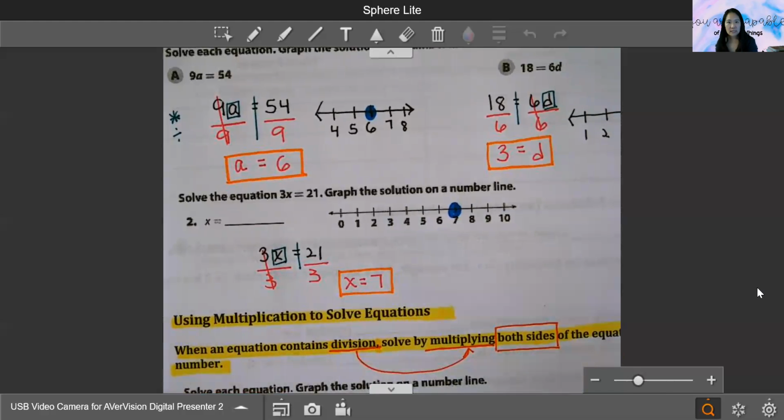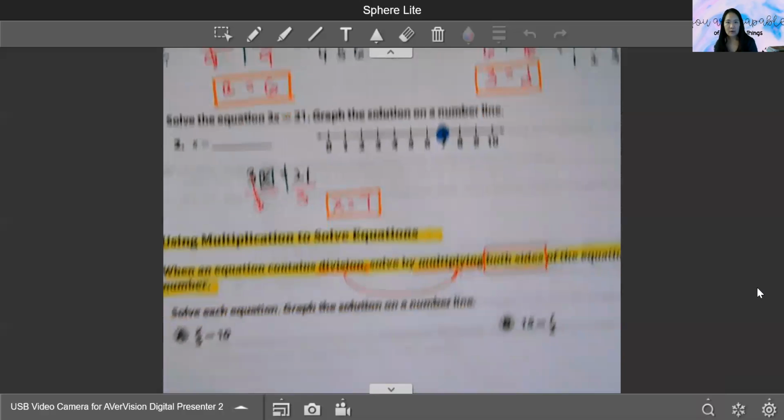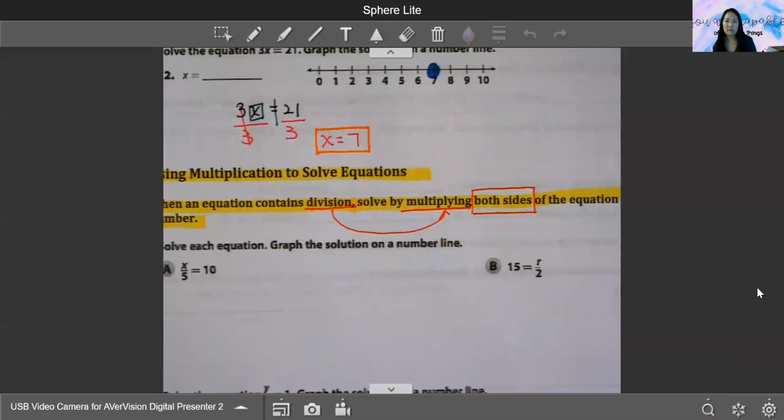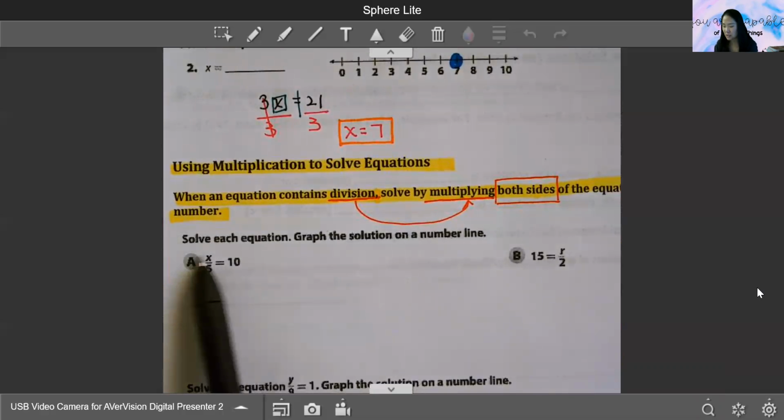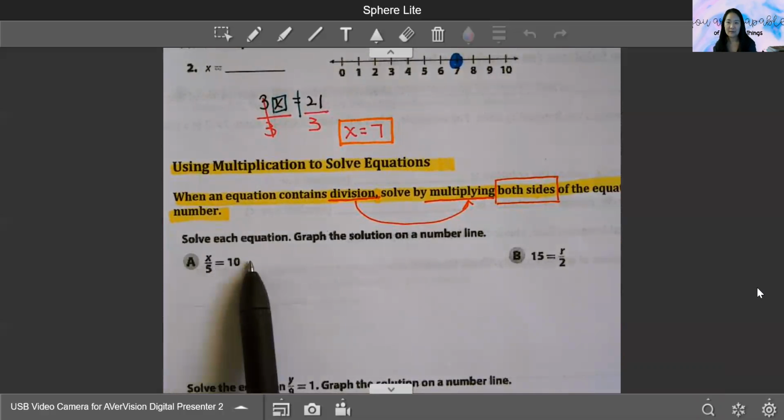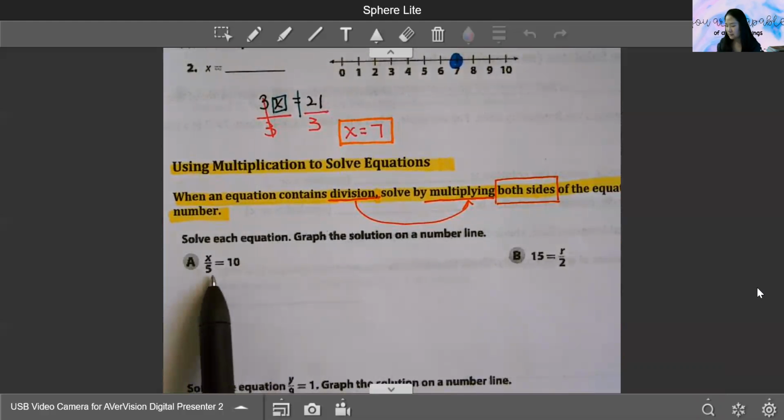All right, so using similar strategies, we're now going to use multiplication to solve equations. When an original problem contains division, see how this fraction means division, you're going to solve it by multiplying both sides of the equation by the same number, okay? So let's take a look here.